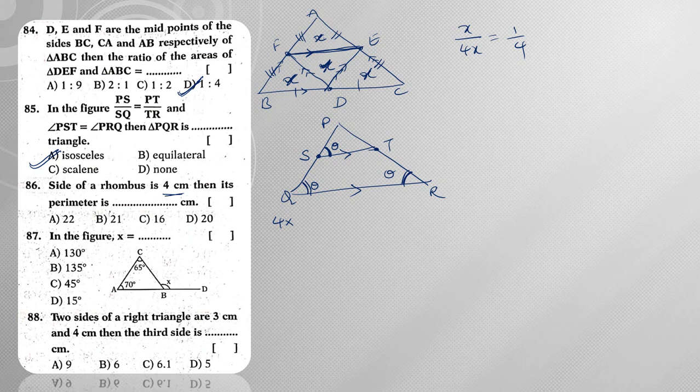So perimeter of rhombus is nothing but 4 times of side. So 4 into 4, which is equal to 16 centimeters. Hence the answer is 16 centimeters.